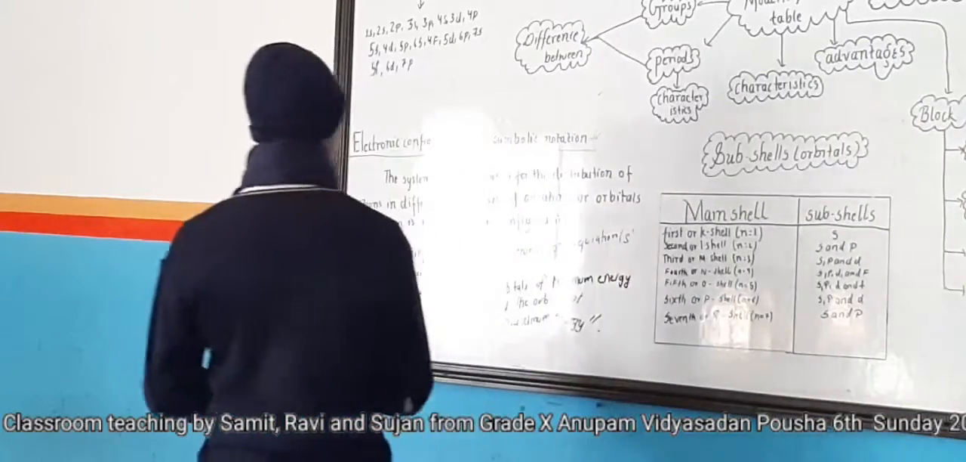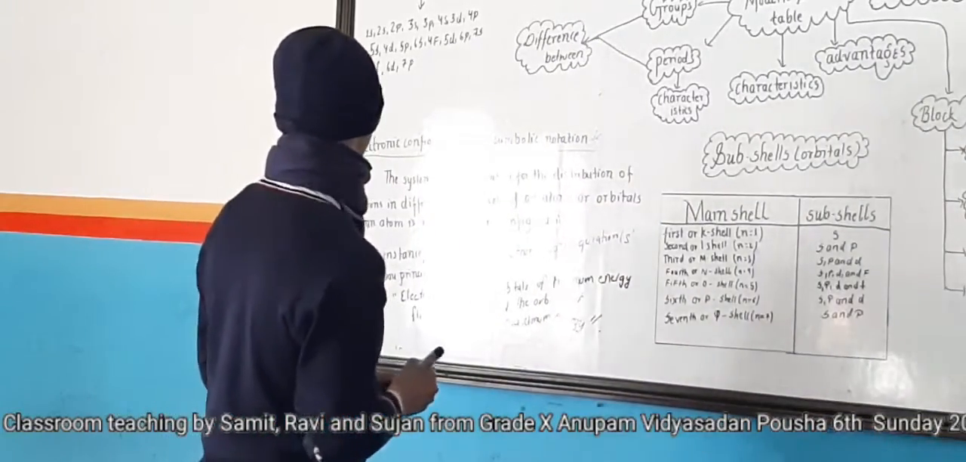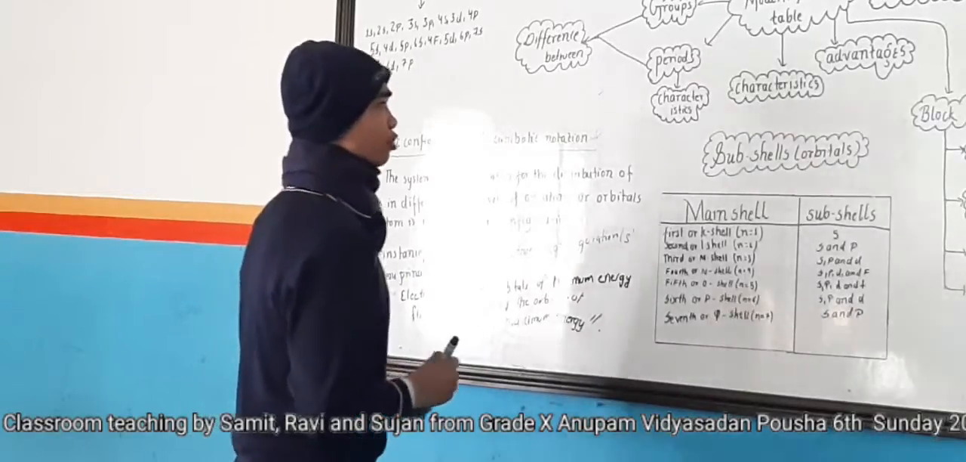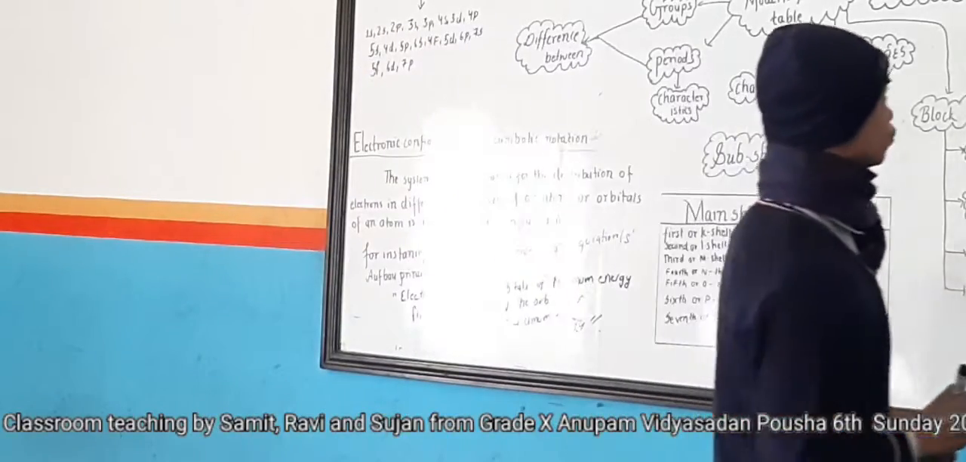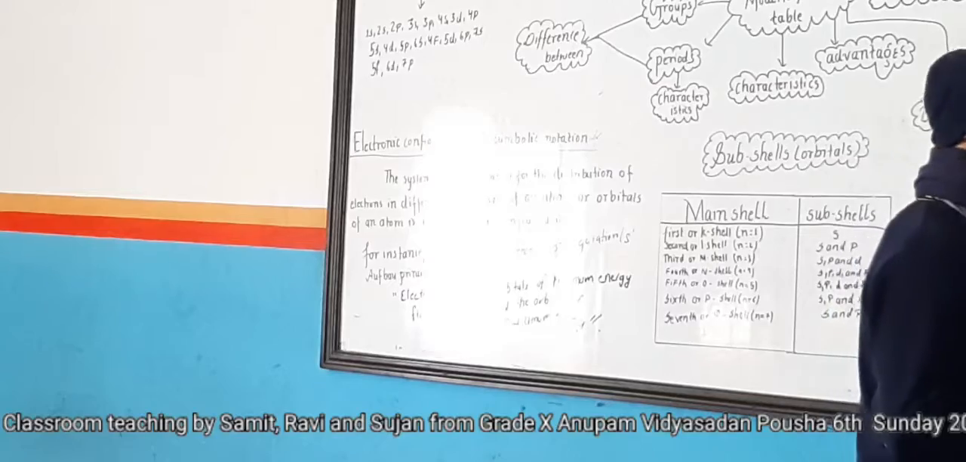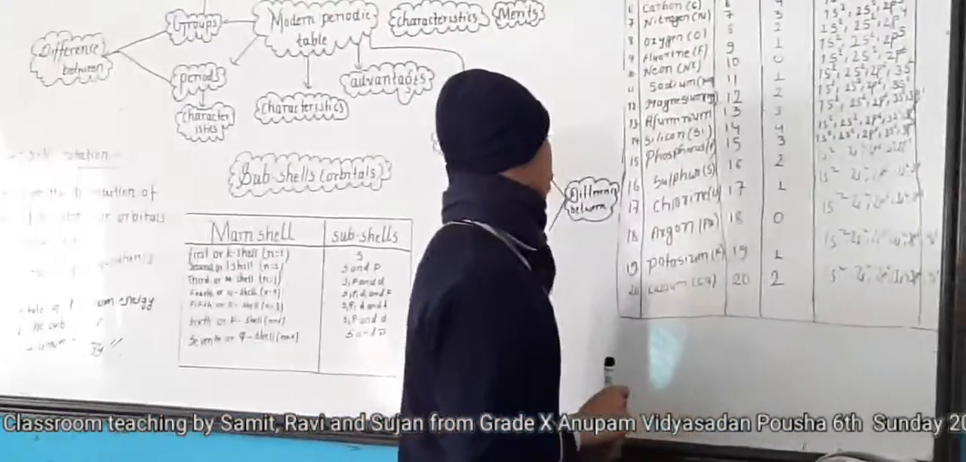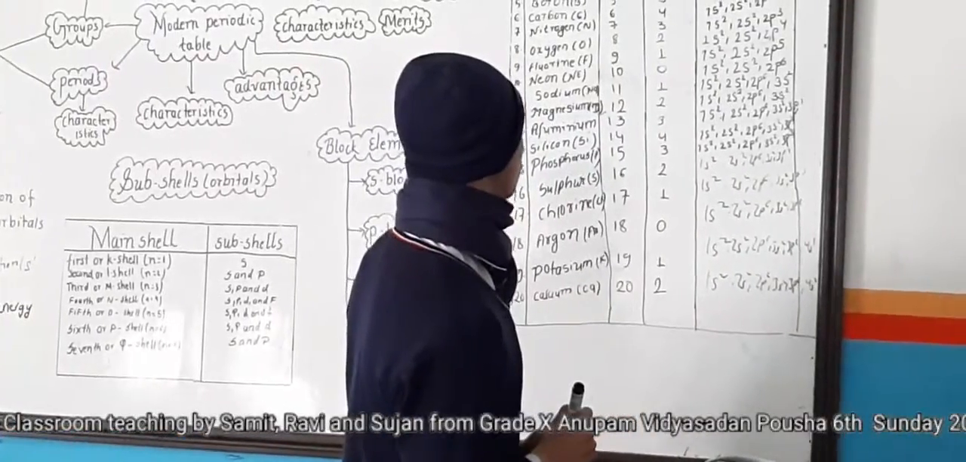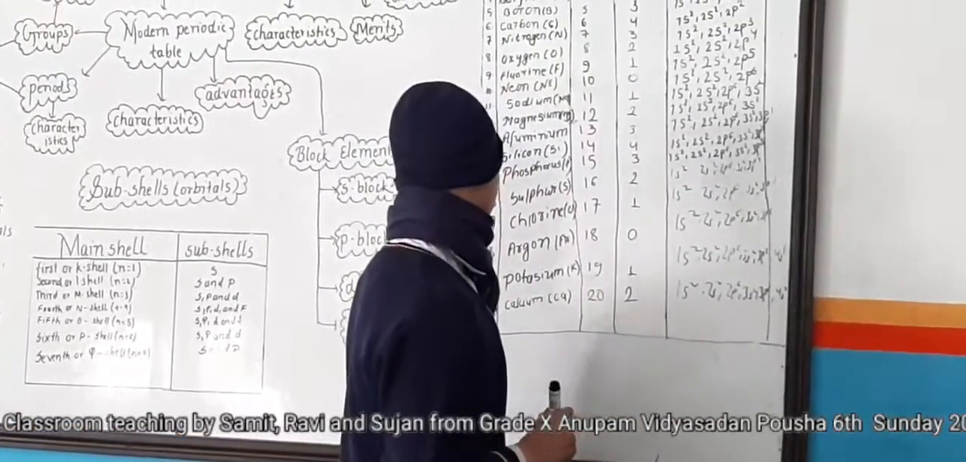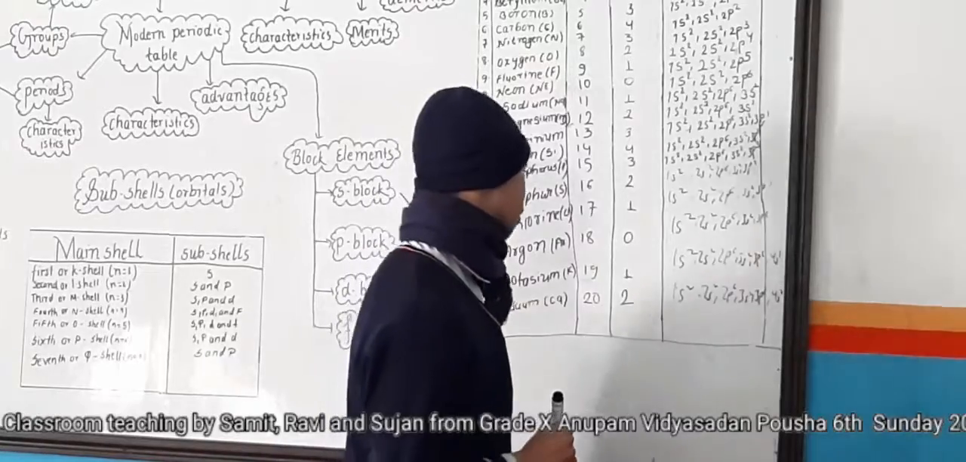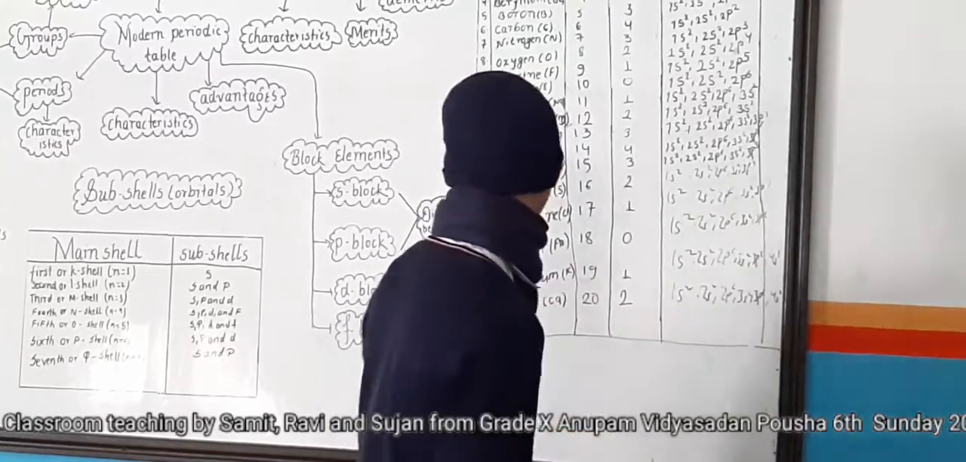For example, the electronic configuration of hydrogen is 1s1 and helium is 1s2. Sodium is 1s2, 2s2, 2p6, 3s1, as well as calcium, which is 1s2, 2s2, 2p6, 3s2, 3p6, 4s2.